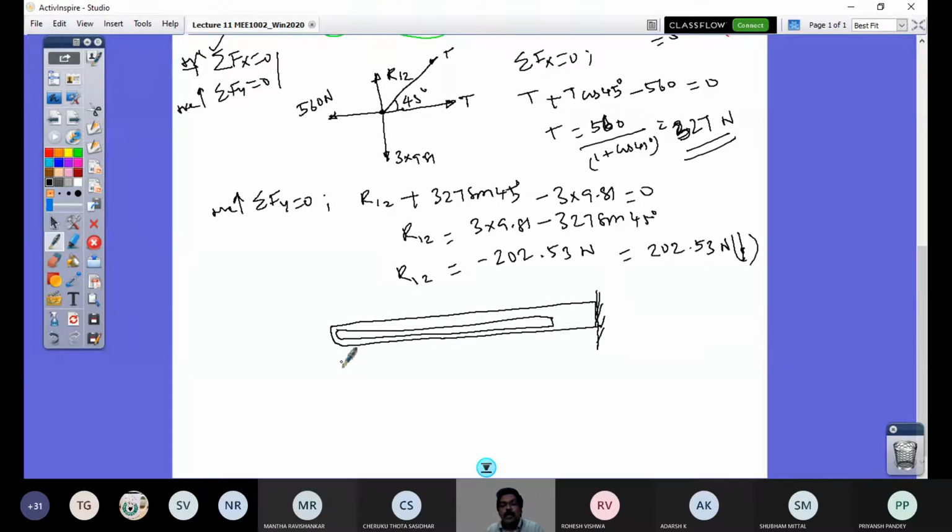In the system, this is x equal to 0 at x equal to 150 mm. The disc gets the reaction in the downward direction. So what does that mean? Here it is in the upward direction. This is R21, from 2 to 1. So 2 is the disc and 1 is the cantilever. So the force exerted by the disc onto the cantilever is R21, which is equal to 202.53 Newton. That is what we have to answer.